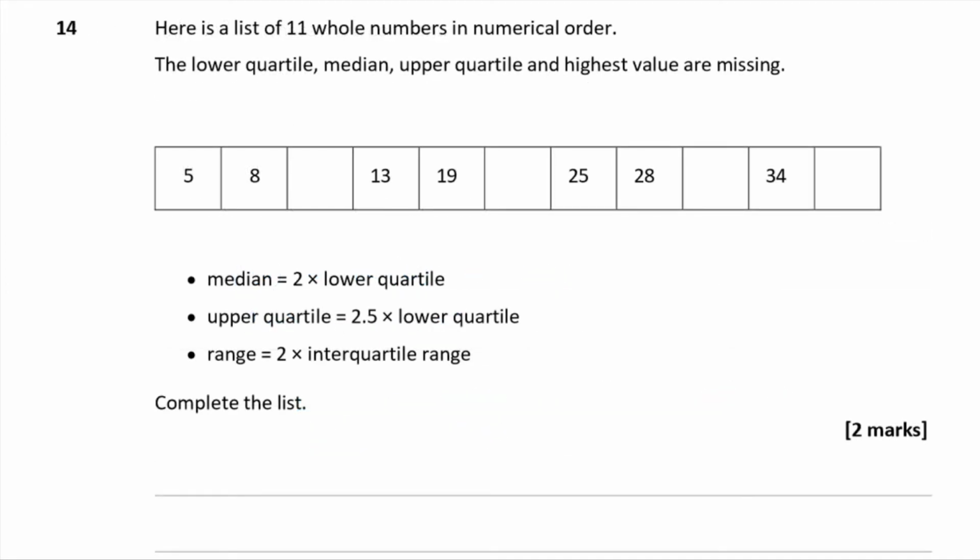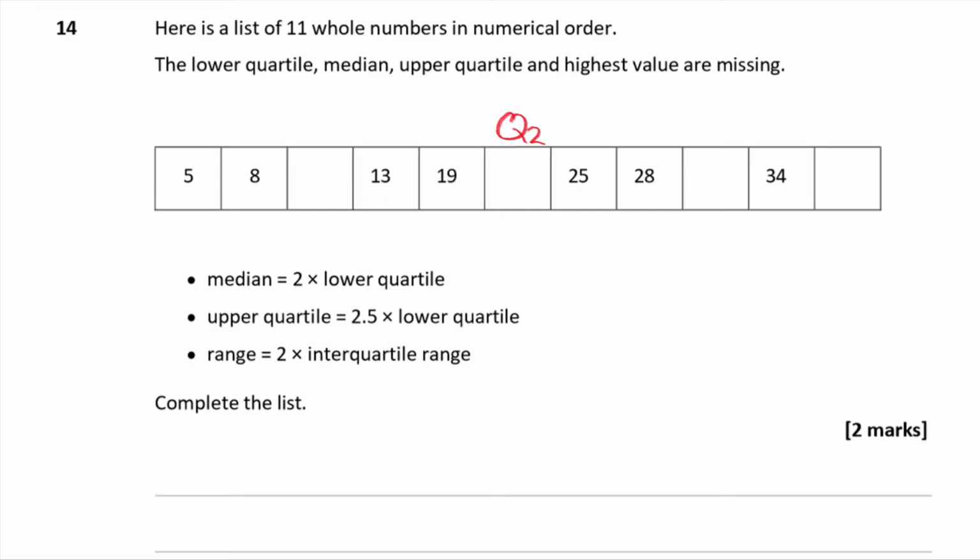Question 14. Here's a list of 11 whole numbers in numerical order. The lower quartile, median, upper quartile, and highest value are missing. We're told that the median is equal to 2 lots of the lower quartile. The upper quartile is 2.5 times the lower quartile. The range is 2 times the interquartile range. Complete the list. Right, so where are these things? So the median is the one in the middle, and you can see that the one in the middle is missing. It's there. That's Q2. The median is Q2, the second quartile.